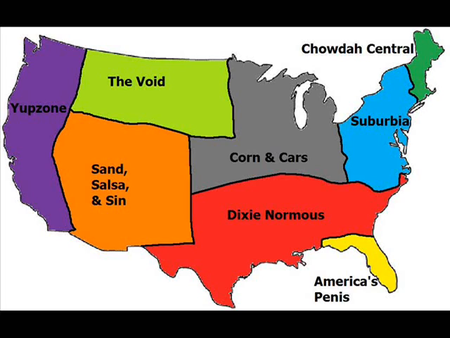Now this map has to be my favorite. Regions are boldly colored and the names are extremely descriptive. Interesting that the mapper considers the West Coast to be just one region instead of splitting it into North and South like a lot of other people do.